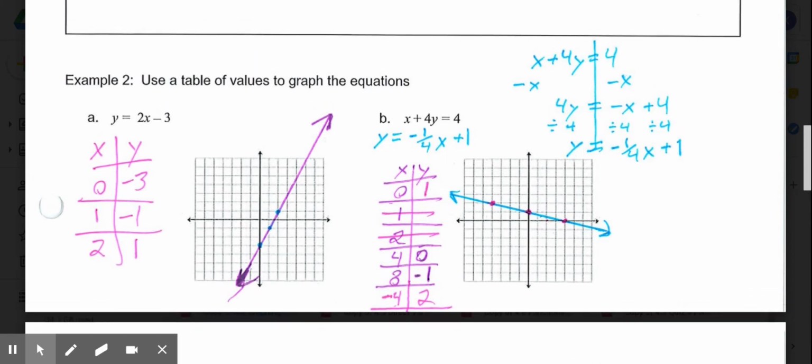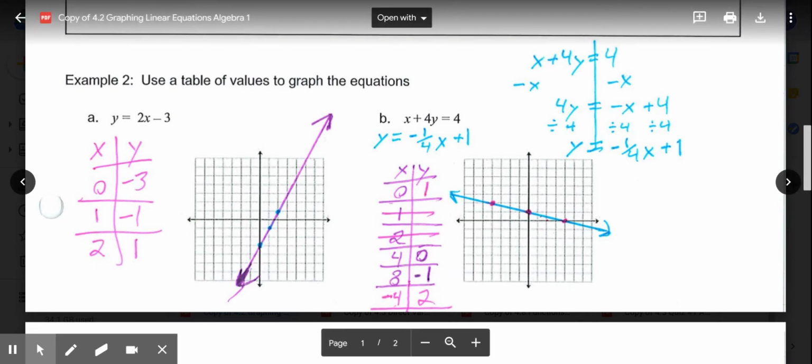In B, our equation is not written in function form. It's written as x plus 4y equals 4, which you'll see in a later lesson we call standard form. So we want to get that into function form, so we need to solve for y. If x plus 4y equals 4, we can start to solve for y by subtracting x from each side. That would give us 4y equals negative x plus 4, or 4 minus x.